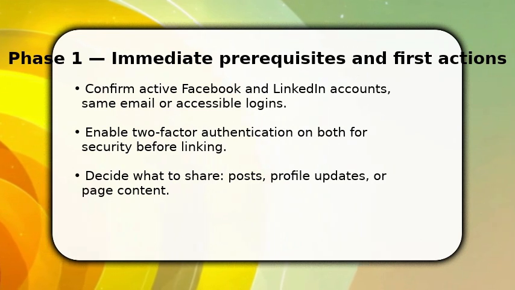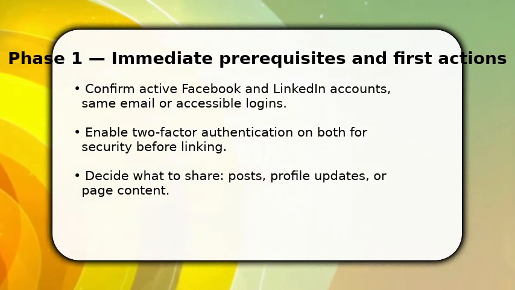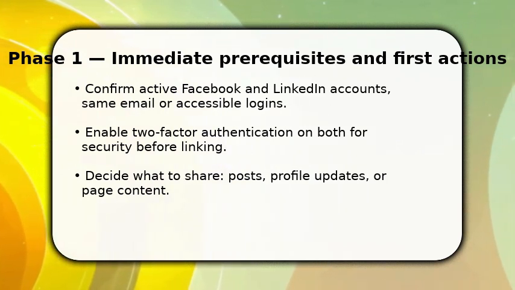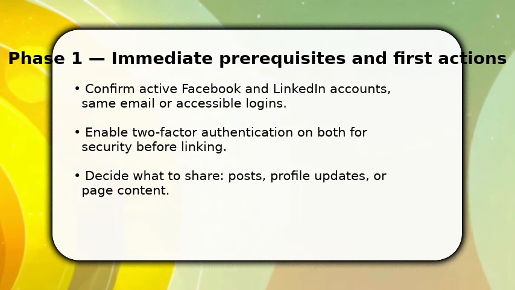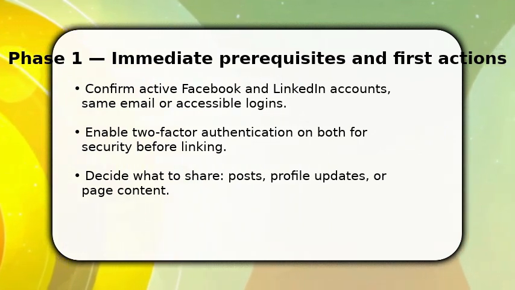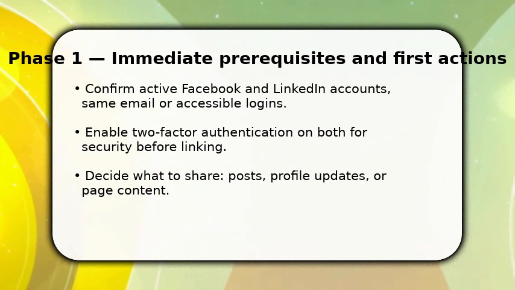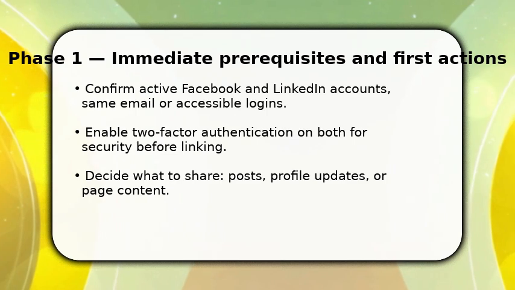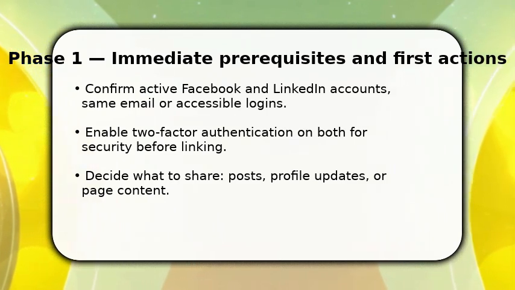Next, choose scope. Will you share personal posts, a page feed, or only profile links? Make sure Facebook privacy lets third-party apps read posts, because without read access you can't forward content. Finally, gather any page admin rights or LinkedIn company admin roles you need. These are required steps before you grant permissions later in the process.